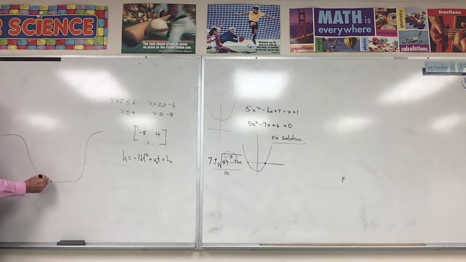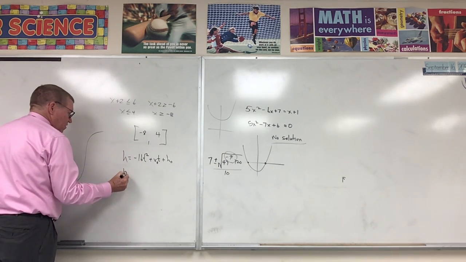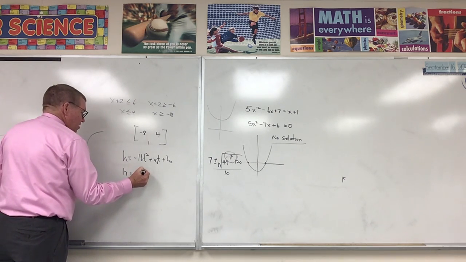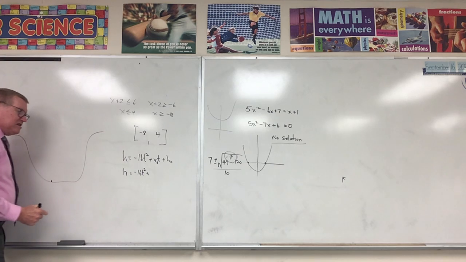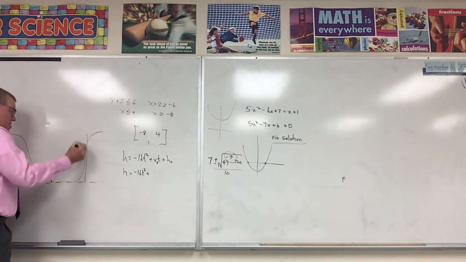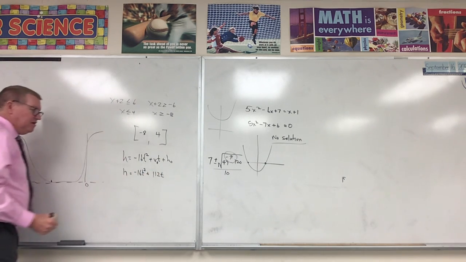We're firing the flare from down here. So it all depends on where you want your reference point to be. If I want the reference point on the ground, then my initial height is zero, and the rim is at 160. My initial velocity is 112, so 112t.